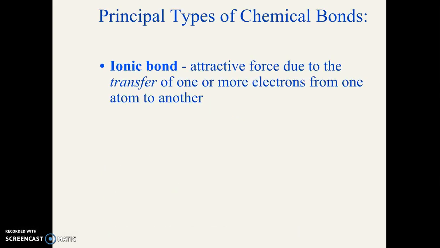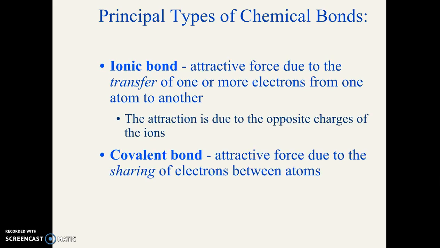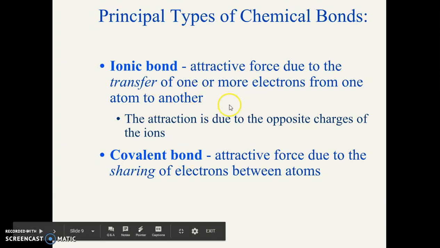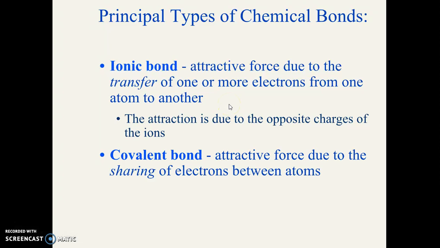Okay, so principal types of chemical bonds. There are 2 types of chemical bonds. The first one is called an ionic bond. When you hear ionic bond, you need to think ions. When you hear ions, you need to think charges. So in an ionic bond, the attractive force is due to the transfer of 1 or more electrons from one atom to another. So something loses and something gains. Generally, we associate this with a metal and a nonmetal. The metal loses and forms a positive ion, and the nonmetal gains and forms a negative ion, and then they're attracted to each other. That opposite charge attracts them to each other, and they form a chemical bond.